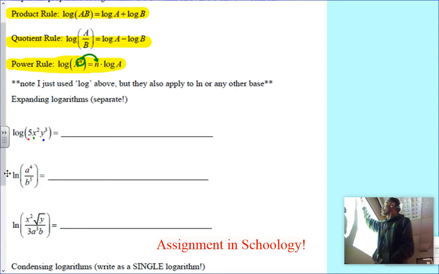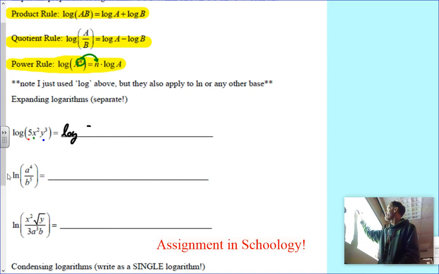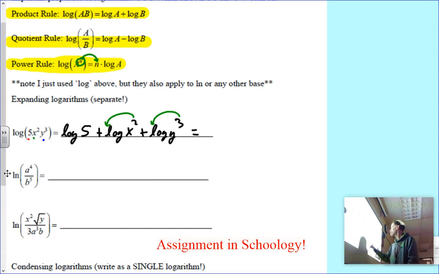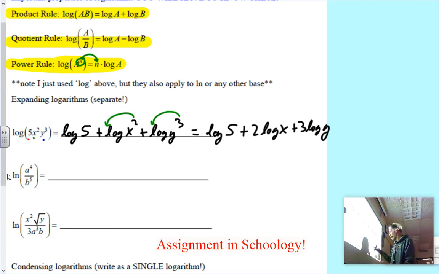So if I apply the product rule, that's saying each individual product is going to get its own log and separate it out with a plus. So that means it's going to be log of 5 plus log of x squared plus log of y to the third. That's the product rule applied. But I'm not totally done, because notice my x has an exponent and my y has an exponent. So I can also apply the power rule, and what that says is that exponent can just move in front of that logarithm. Notice there's no exponent on the 5, so it just stays what it is. So we get log 5 plus 2 log x plus 3 log y. And that's going to be your final answer.